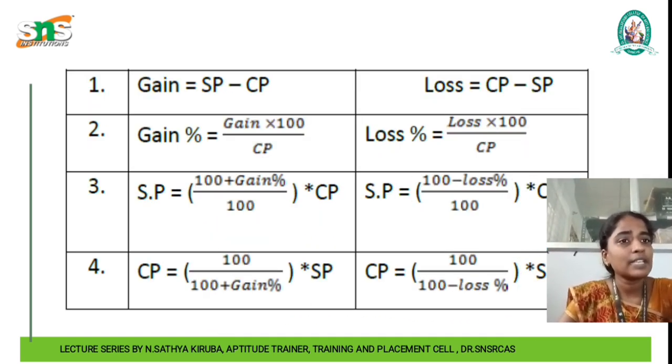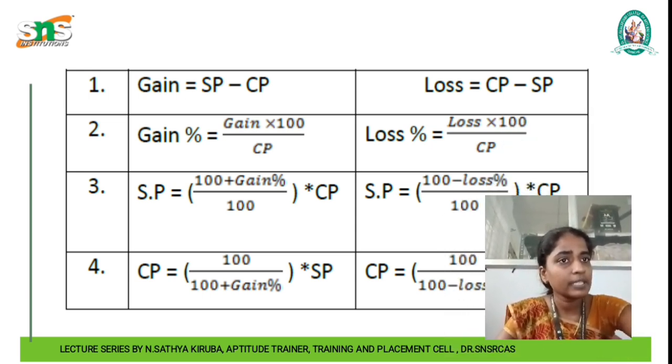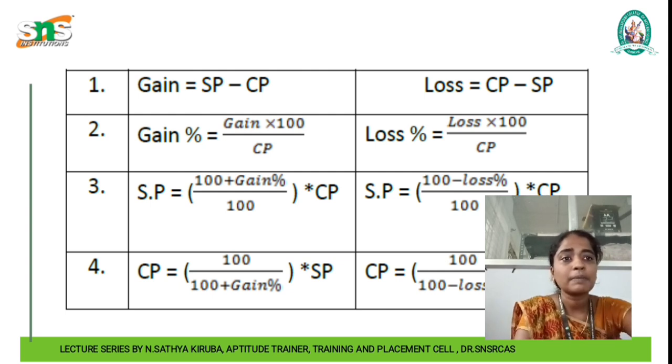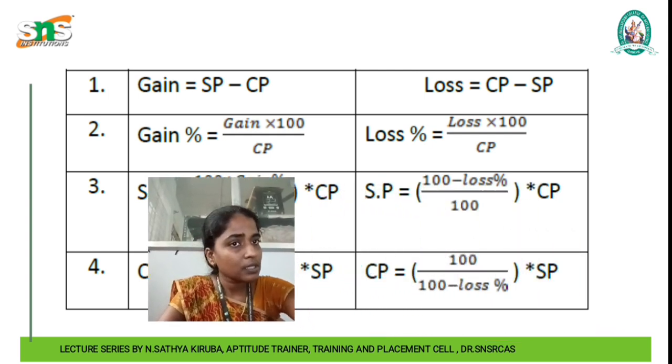Now I have tabulated these for your simple understanding. Gain is equal to selling price minus cost price, loss is equal to cost price minus selling price. Gain percentage is gain by cost price into 100. When we interchange the gain percentage formula, selling price is 100 plus gain percentage by 100 into cost price. Similarly, cost price is 100 by 100 plus gain percentage into selling price. When you incur a loss, selling price is 100 minus loss percentage by 100 into cost price, and cost price is 100 by 100 minus loss percentage into selling price.